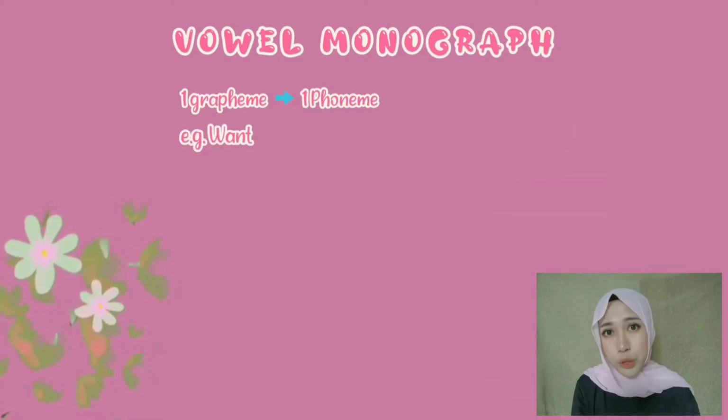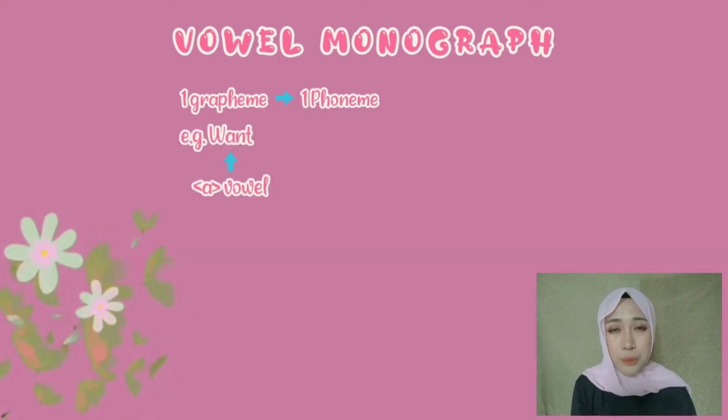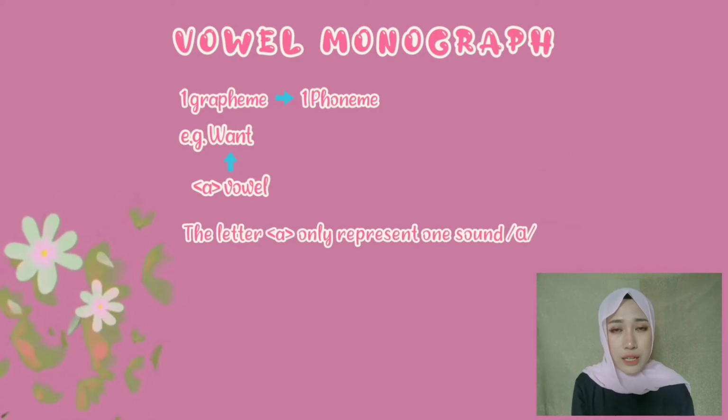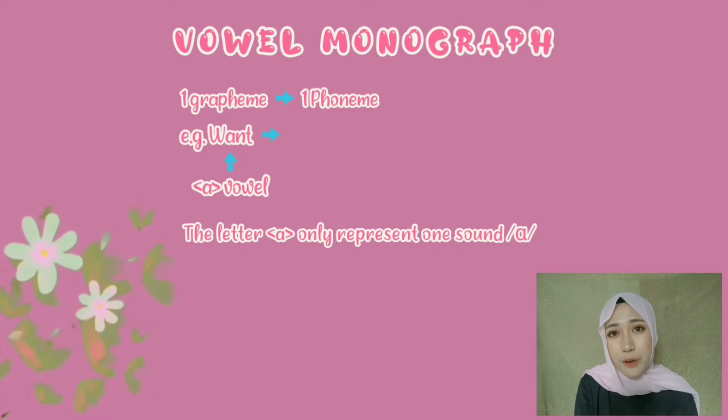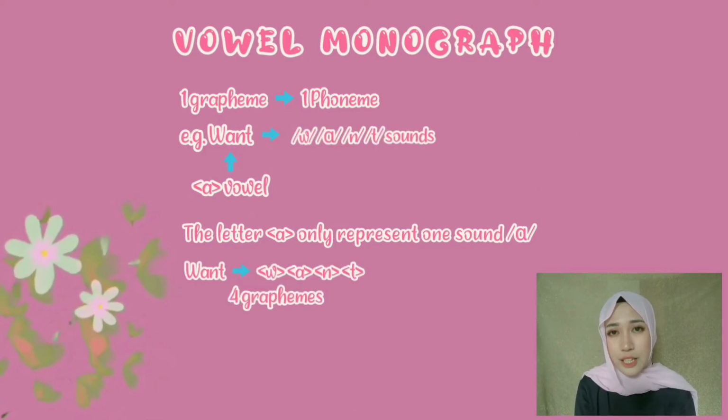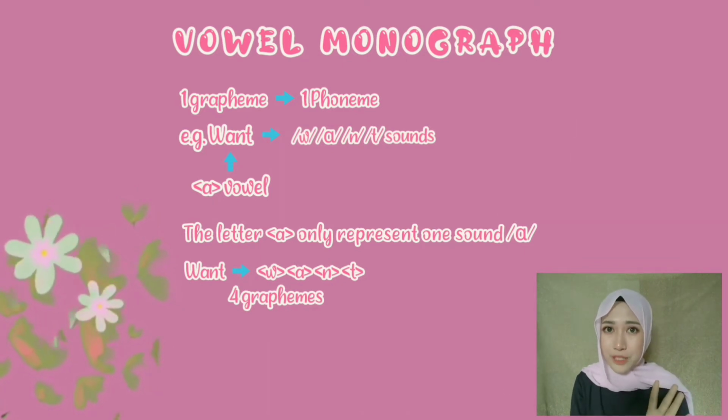For example, the word "want", we see there is A, and this grapheme represents a phoneme or a sound of A, sounds right. In the word want, we have W, A, N, T, and sounds right. So this word represents four graphemes.